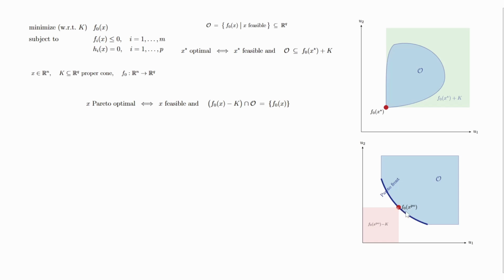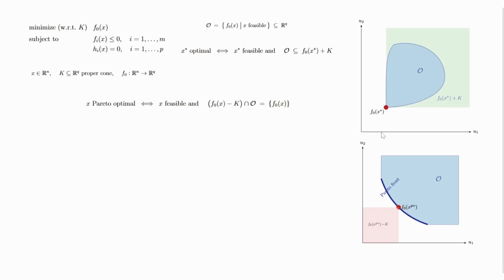We have this point here of interest, f0(x_PO), which is Pareto optimal, and all the points here, f0(x) minus K, are all points that are better than this point here. But none of these points here are in the feasible set. So this set f0(x) minus K intersects with the feasible set only at this point here, and it only has one element, and that's itself. So that's why it's a Pareto frontier.